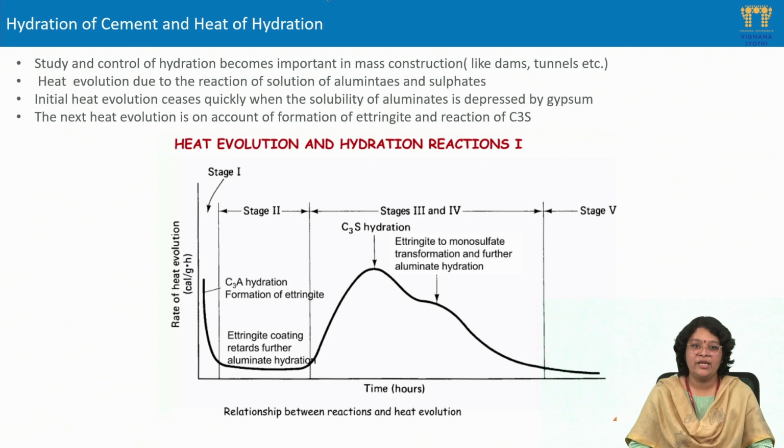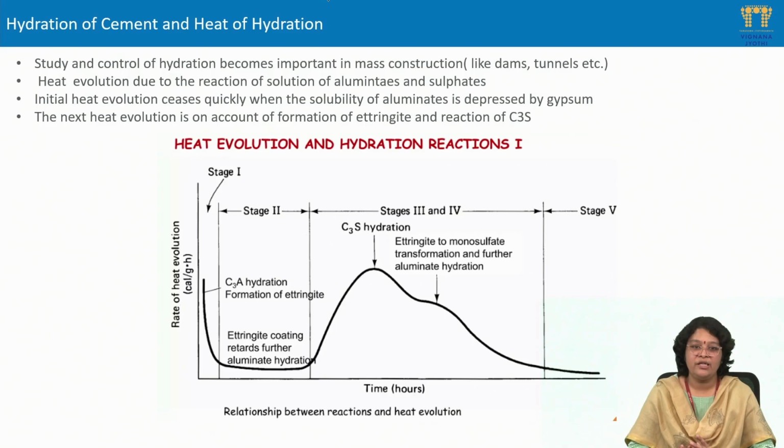At the induction stage, that is stage 1, when C3A reacts with the water, it results in the formation of ettringite. In the microstructure of this cement we can also see the formation of ettringite observed in the early days itself. That part contributes to the liberation of more heat, which is why you see a larger peak at stage 1.